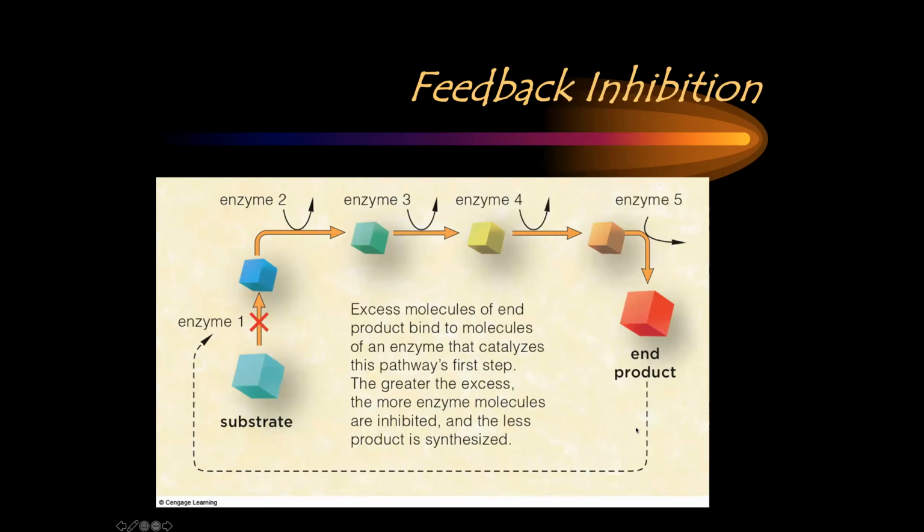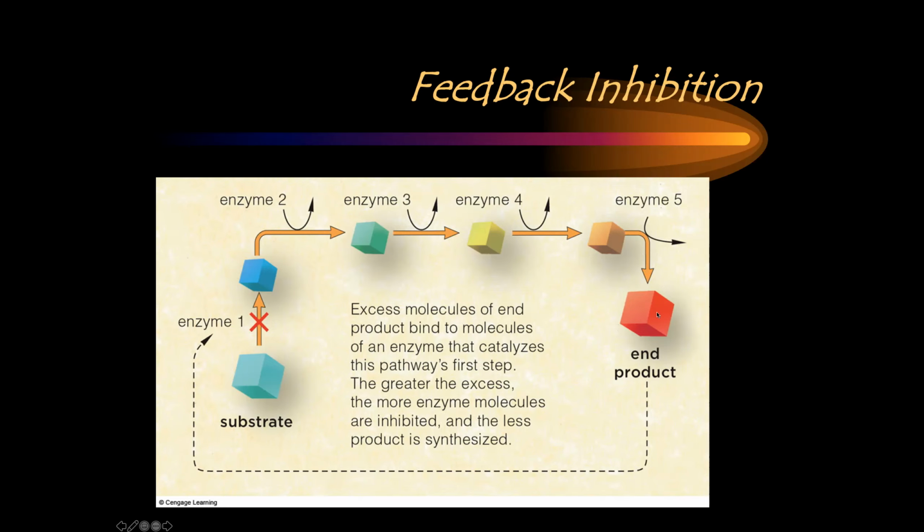My favorite type of regulation is feedback inhibition. I think this is really cool. So you have a pathway starting with the substrate, and enzyme 1 converts that substrate to a product. Then enzyme 2 converts that product to another product, and so on, enzyme 3, enzyme 4, enzyme 5. And finally, you get to this red box, which is the end product.